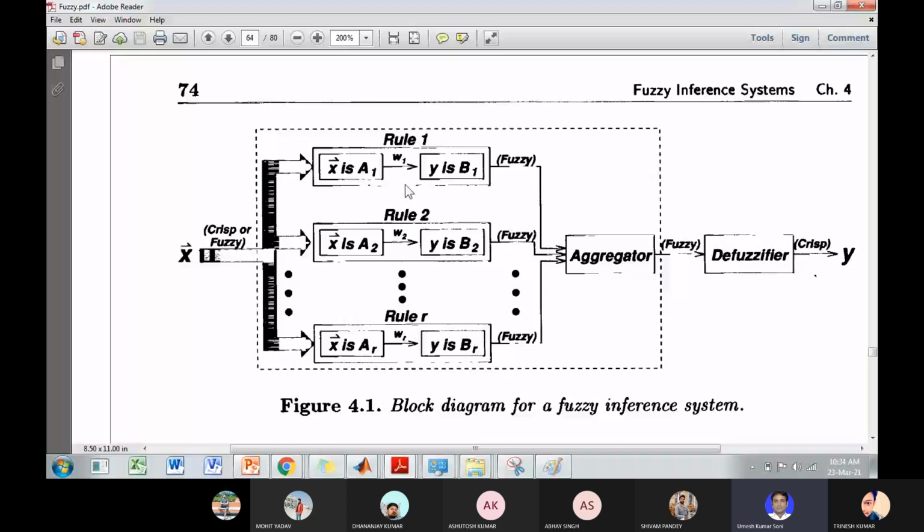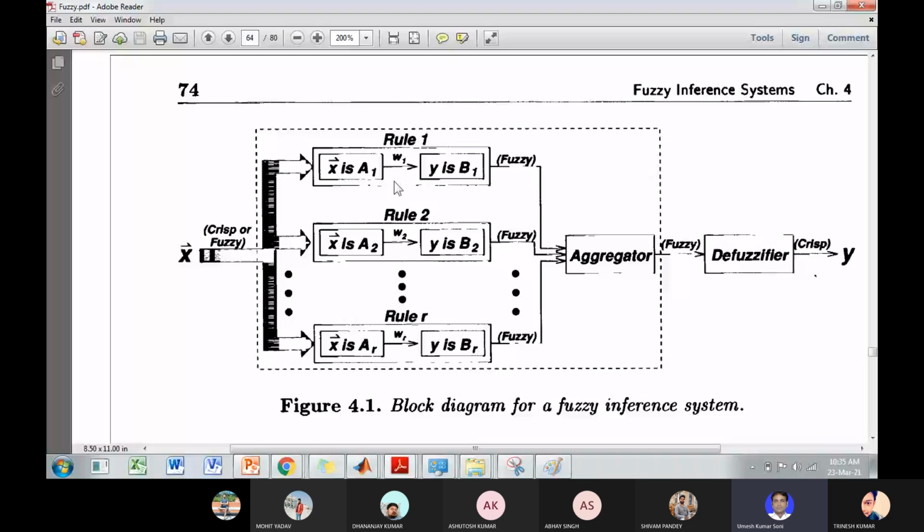So here you see that there are different rule sets, that is the rule base, and there are r number of rules, and here this is the antecedent part and this is the consequent part. This is the fuzzy implication. According to the fuzzy implication, depending on the antecedent part, the rule output is defined.